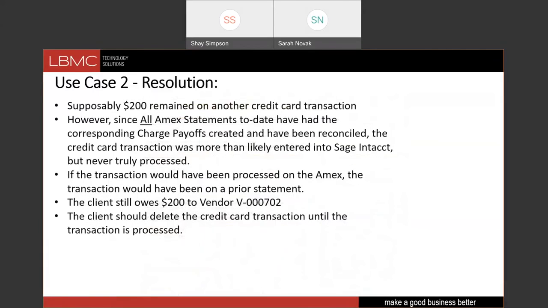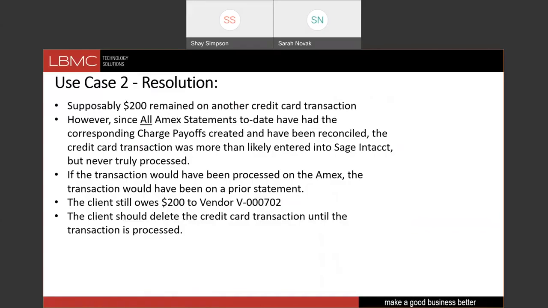So when I looked at the resolution, again, what was all of this telling me? Supposedly they ran a second credit card transaction for $200. Okay? However, all the Amex statements to date had corresponding charge payoffs and had been reconciled. More than likely, and this is exactly what happened, the client entered in a credit card transaction for $200. However, it was never processed.